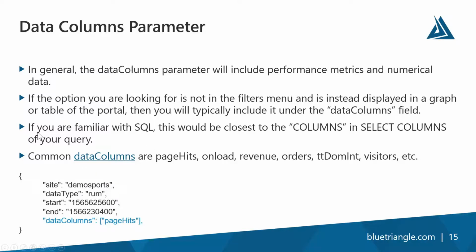Another thing is, if you're familiar with SQL, this would be the select clause. So what are the things that you're selecting in your query? Some of the common ones are page hits, onload, revenue, orders, time to DOM interactive, visitors, etc. Some of these are pretty straightforward in terms of the spelling, but things like time to DOM interactive are a little unique. So certainly reference our API documentation to find the right name for what you need.